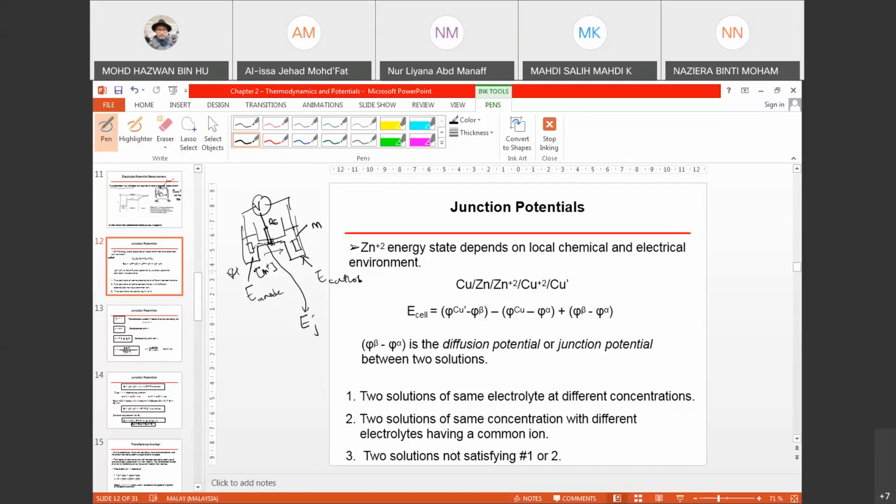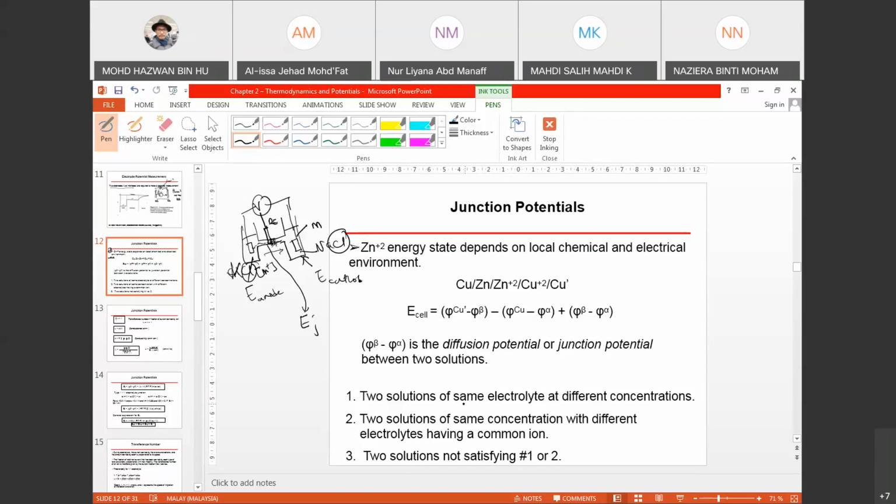KCl, and over here you have the NaCl compartment. So this is like a septum or a porous membrane. The common ion over here is Cl. Then this can also give you a junction potential effect. Another condition that will establish junction potential is two solutions that do not satisfy condition number 1 and number 2. So this will be the consideration of how junction potential can be established.